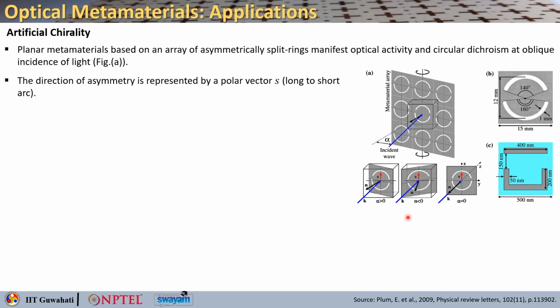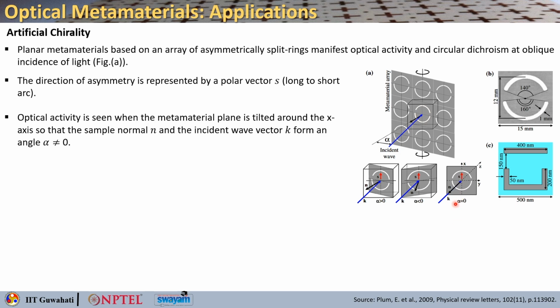So, what happens? Let us first define the direction of asymmetry, which is represented by a polar vector S, as you can see here. This vector goes from the long to the short arc. Optical activity is seen when the metamaterial plane is tilted around the x axis, as you can see here, so that the sample normal n and the incident wave vector k form a non-zero angle, which is shown here and here.